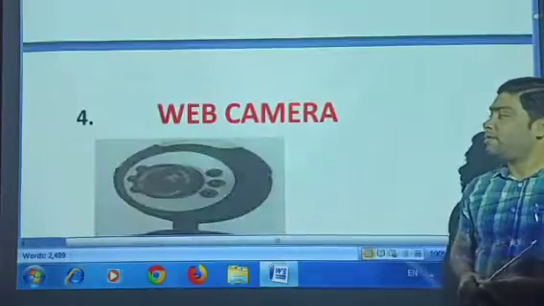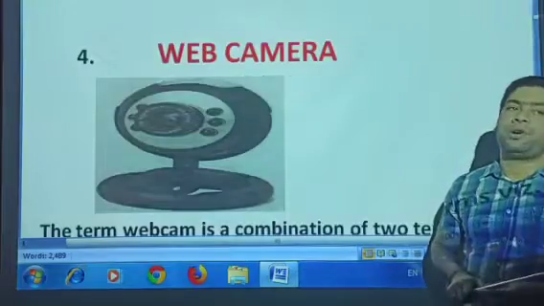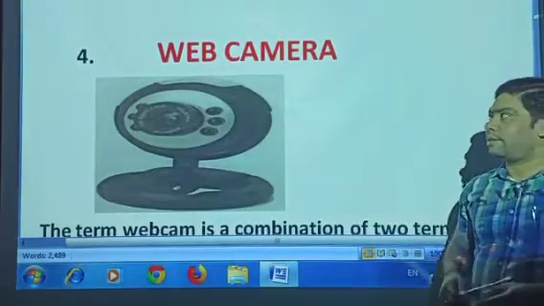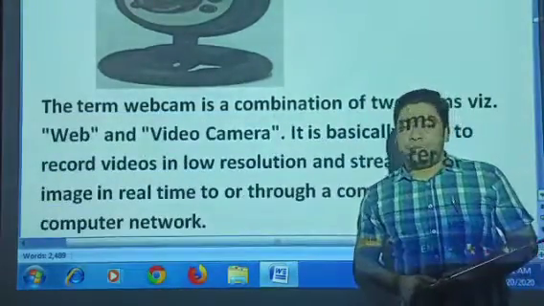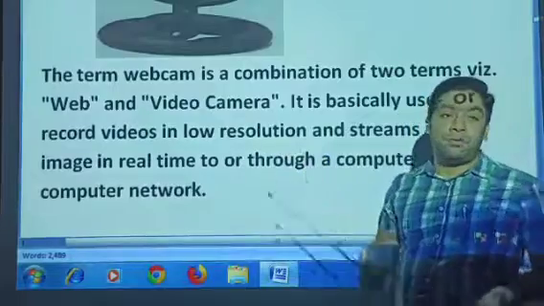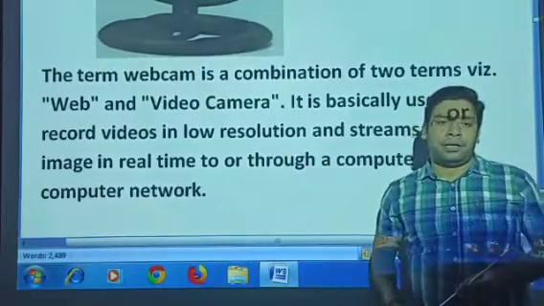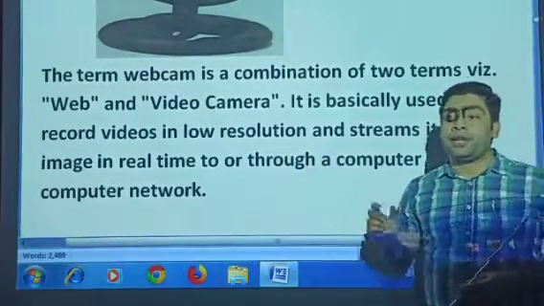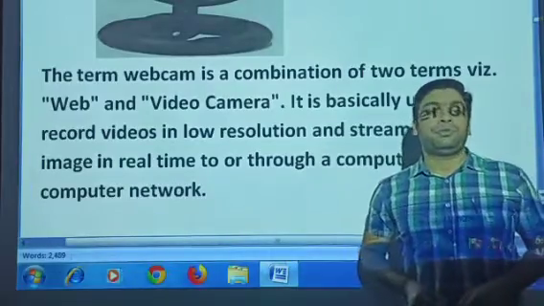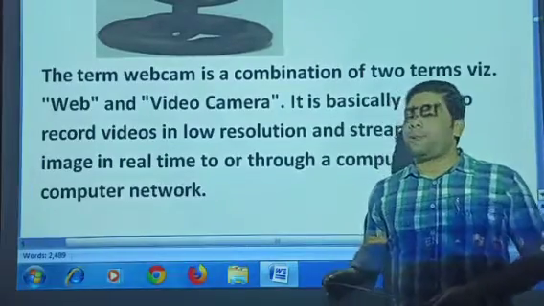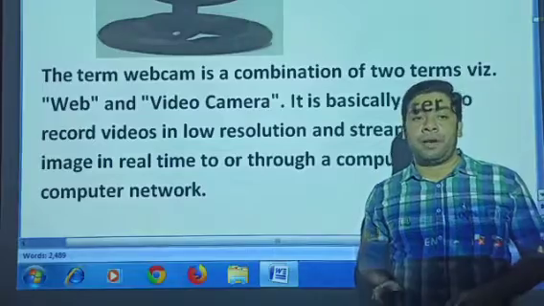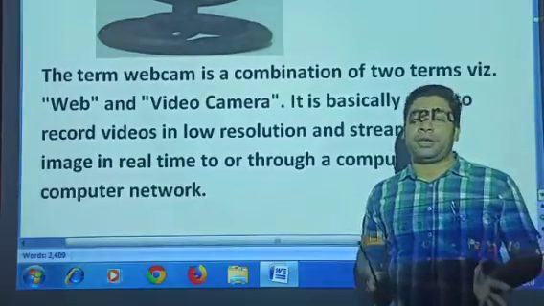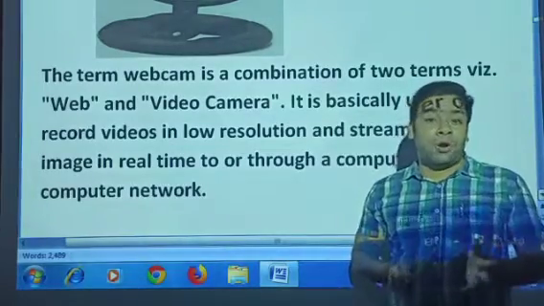After that, we move to our next input device, and that is the web camera. What is this web camera used for? A web camera is rarely used for taking pictures, sometimes used for security, and in a laptop, the camera situated at the top of the screen is called a webcam.